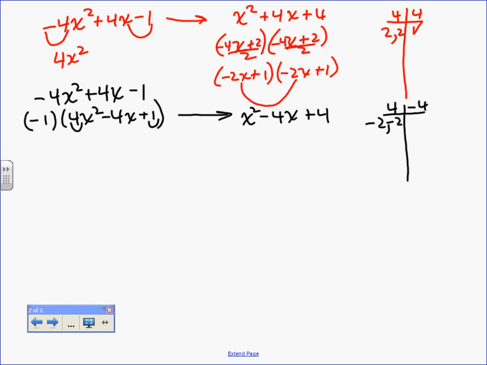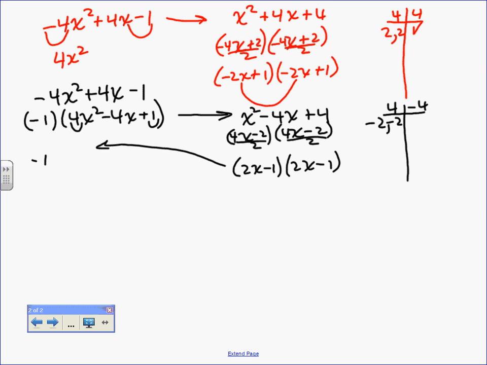Now we're looking for factors of 4 that add up to negative 4, and those are negative 2 and negative 2. So we have x minus 2 times x minus 2. Bringing back in the 4 and dividing out by the GCF, we get 2x minus 1 times 2x minus 1. Bringing that back over here, we have negative 1 times 2x minus 1 times 2x minus 1. We can multiply through by the negative 1, and we would get negative 2x plus 1 times 2x minus 1.